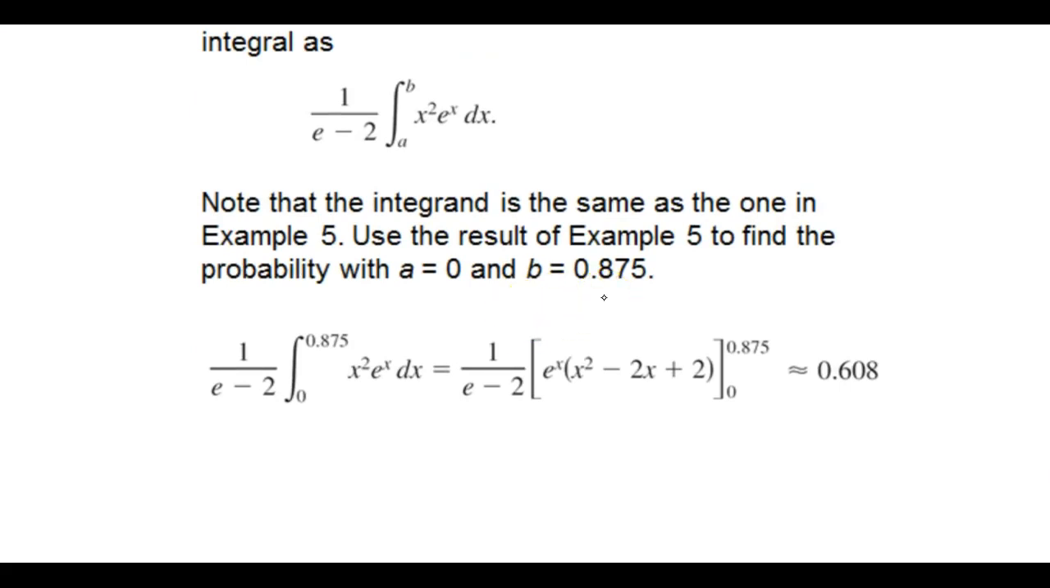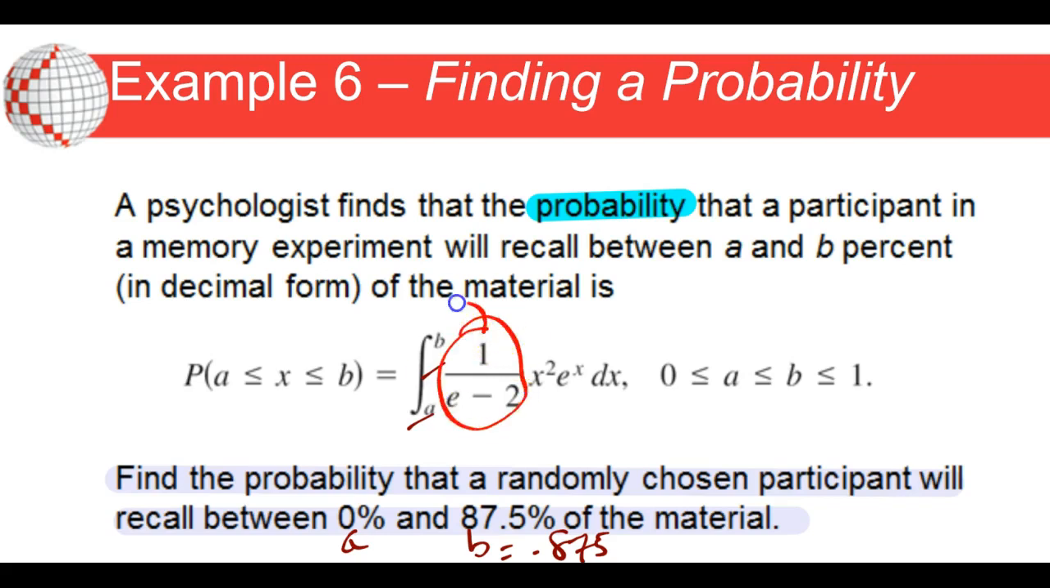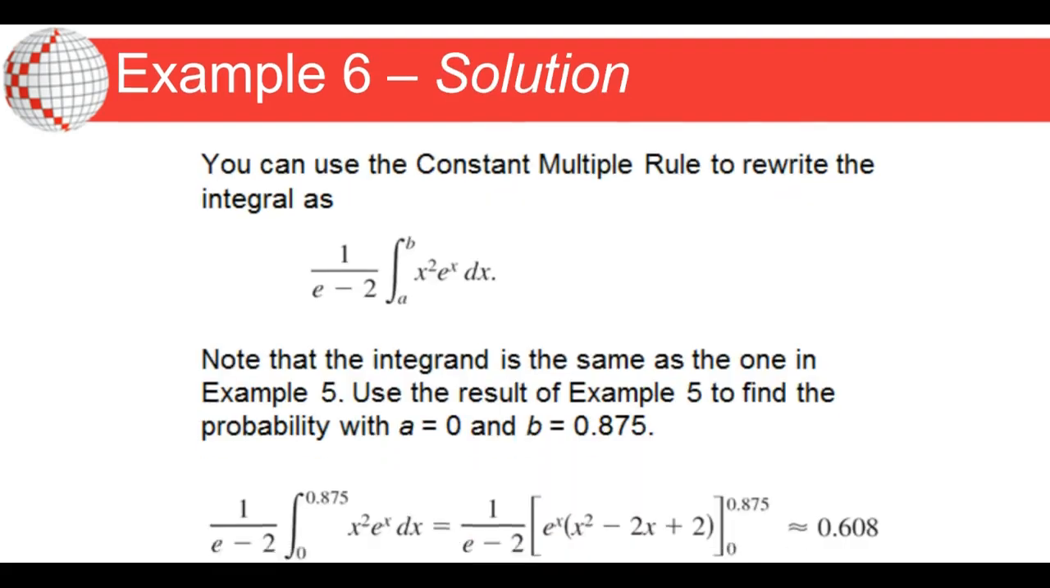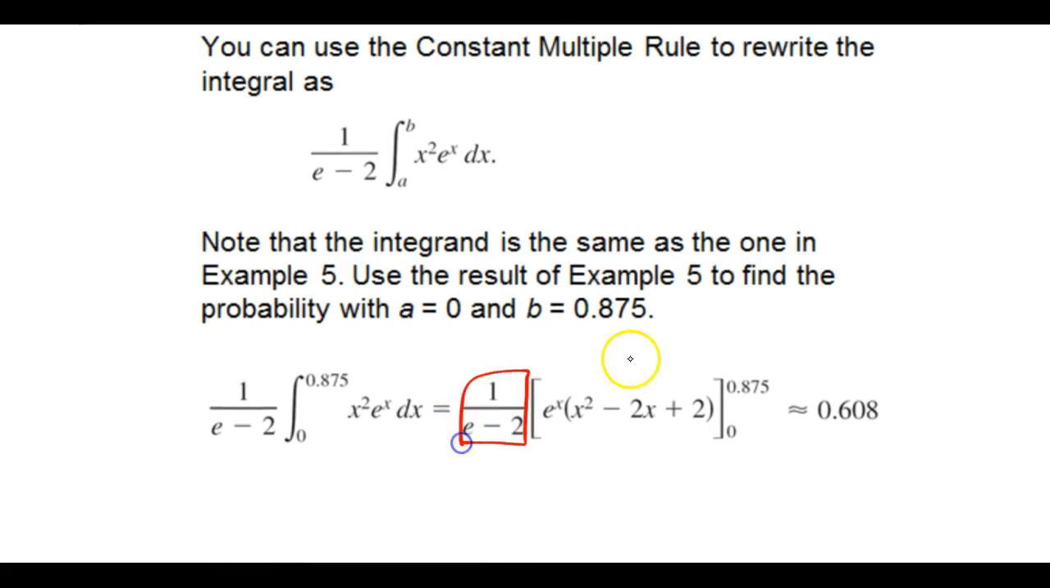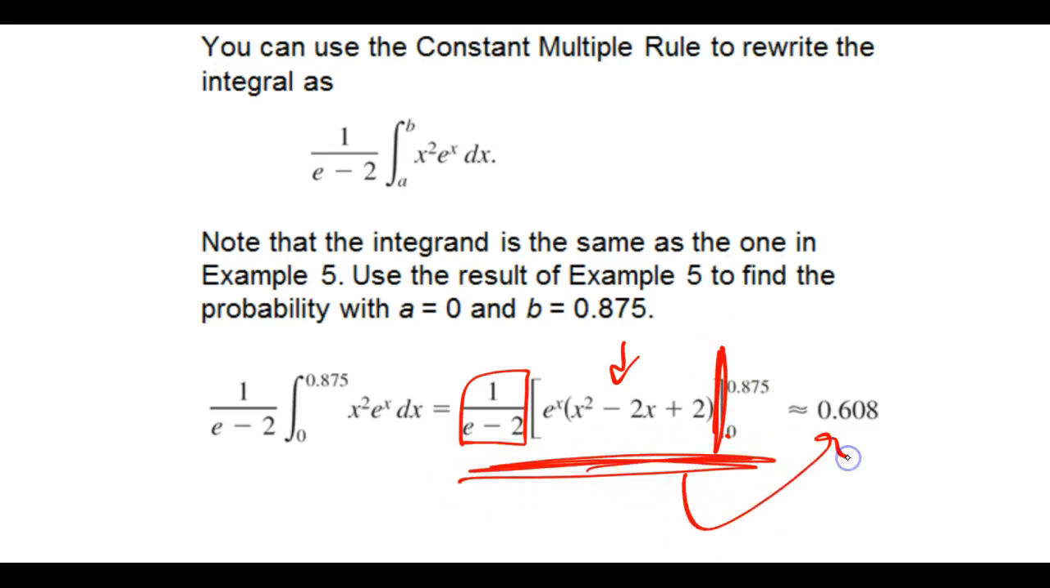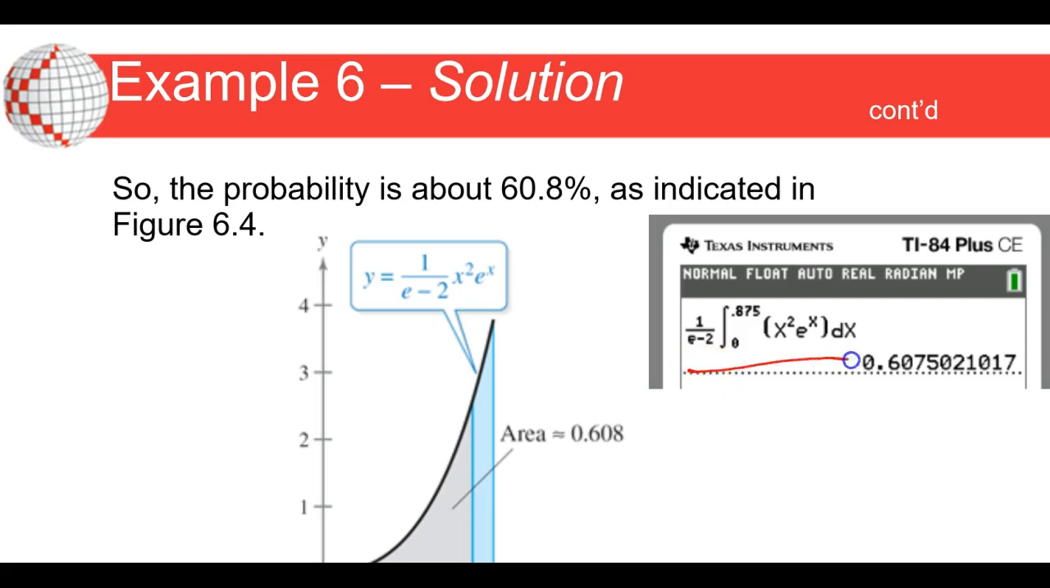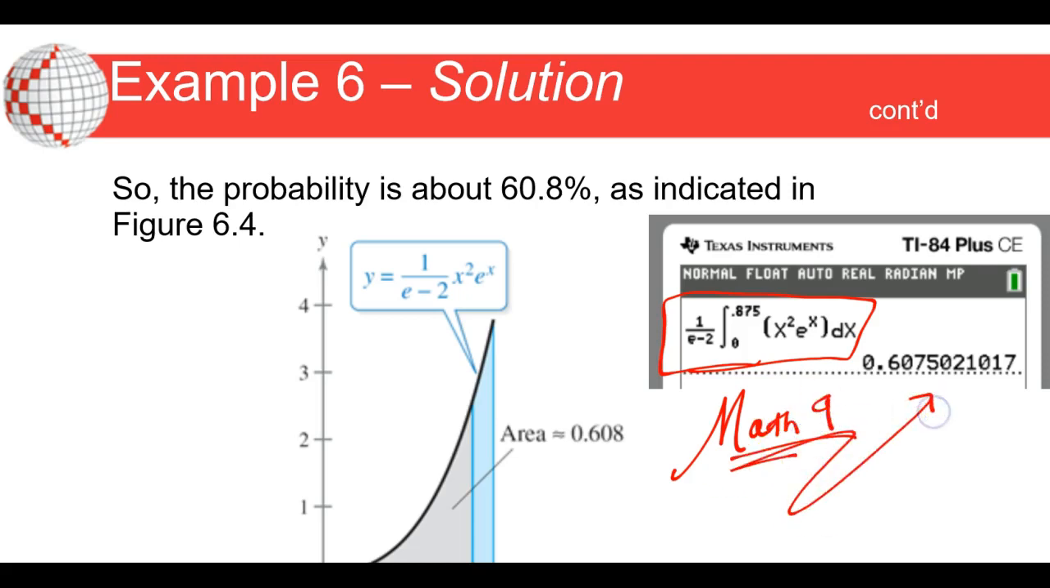We already have the answer to most of it. All I have to do is pop this out. This is just a constant. E is not a variable. E is that 2.71828 number. So I'll just pop that out, and then it's the exact same problem as before in factored form, and then evaluate that between 0 and 0.875. Use your calculator and see if you don't get the 0.608. Of course, you could always just type in the original problem using Math 9. If you haven't practiced that, I would encourage you, and see if you get the same answer.